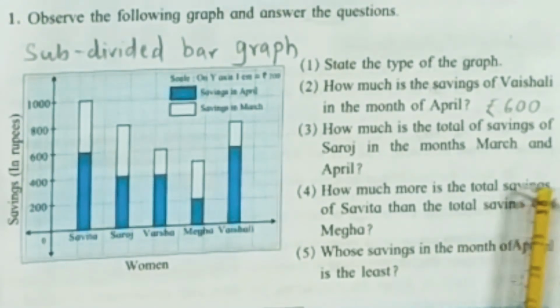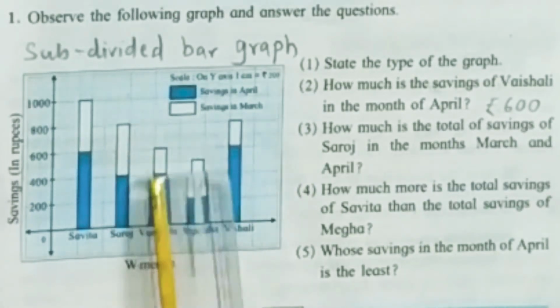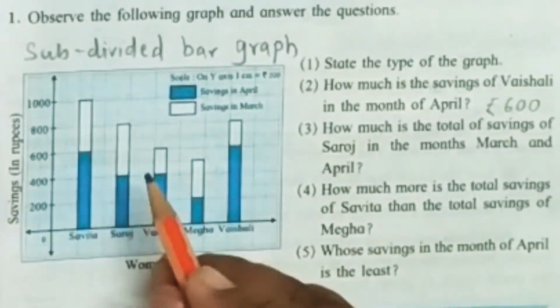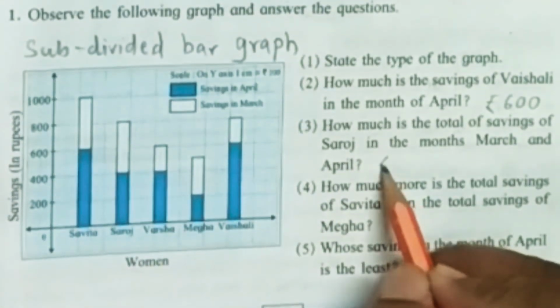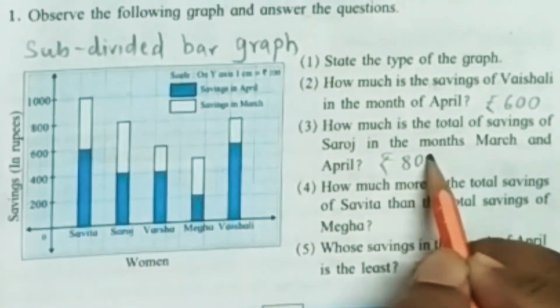Then, how much is the total saving of Saroj in the months of March and April? For Saroj, in the month of March as well as April, the shaded and unshaded portion, the total saving of Saroj is rupees 800. So it is rupees 800, the saving of Saroj in the months of March and April.